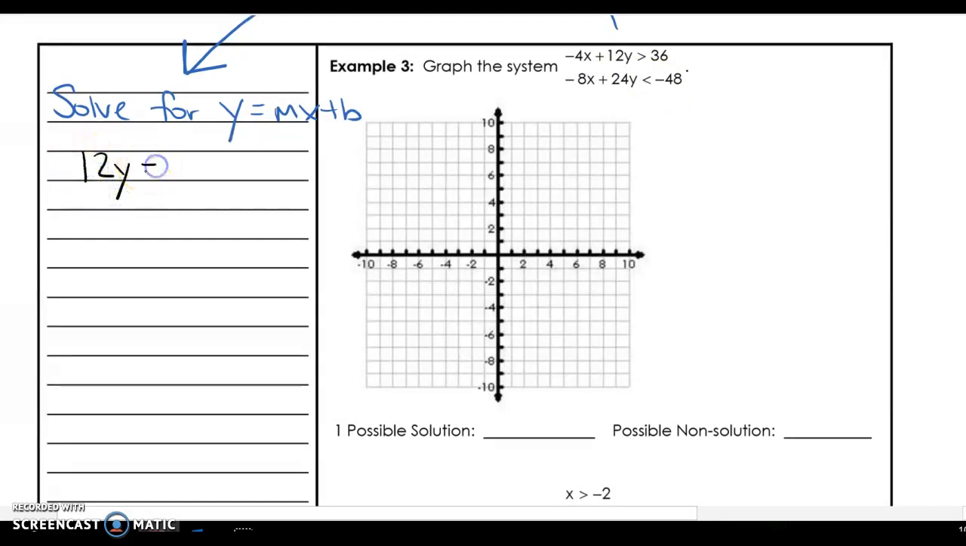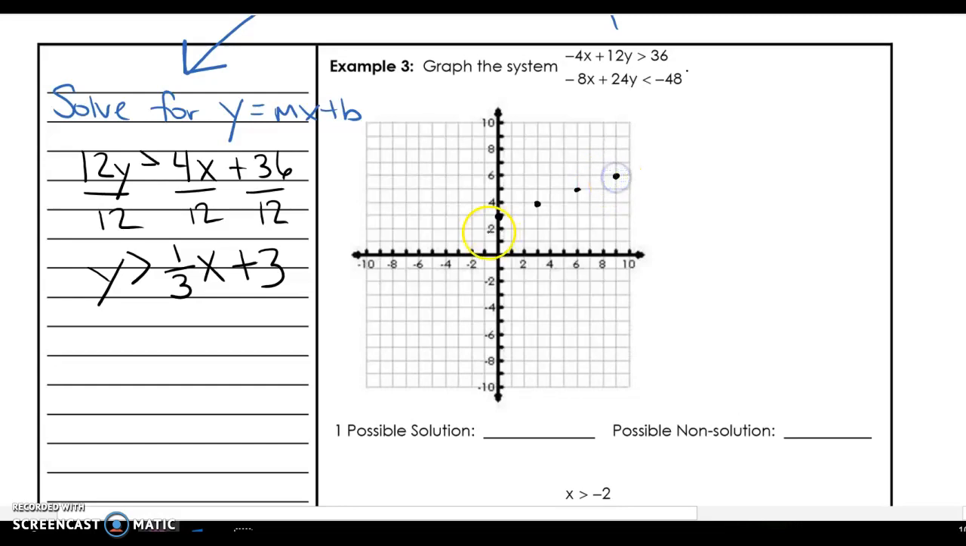For the first one, 12y is greater than, add 4x, divide both sides by 12. Y is greater than 1/3 x, 4 over 12 is 1/3, plus 36 divided by 12 is 3. So when we graph that, we have a y-intercept of 3 and a slope of positive 1/3.